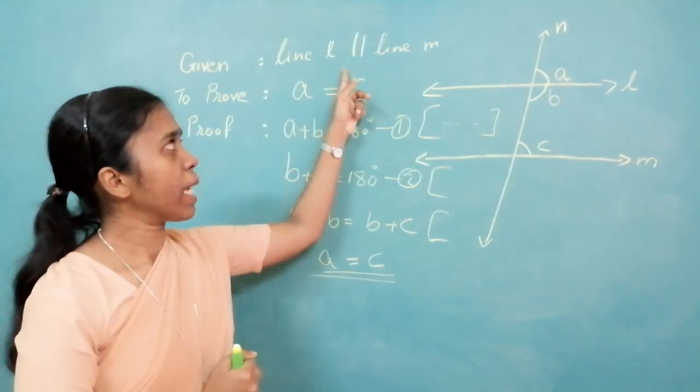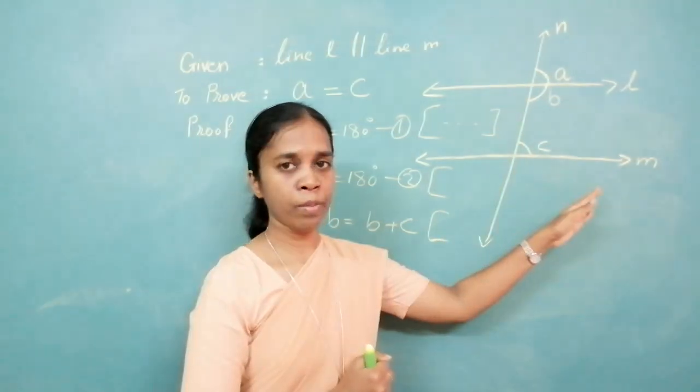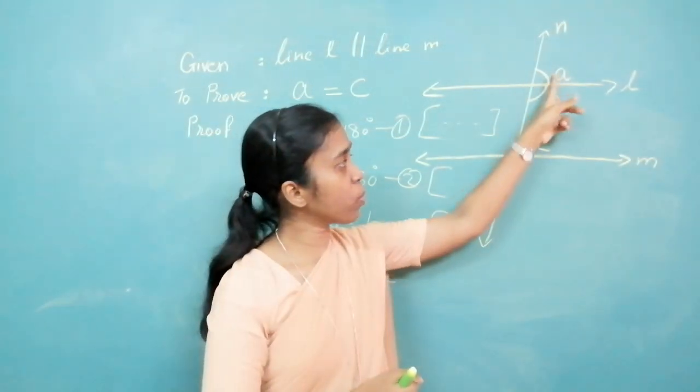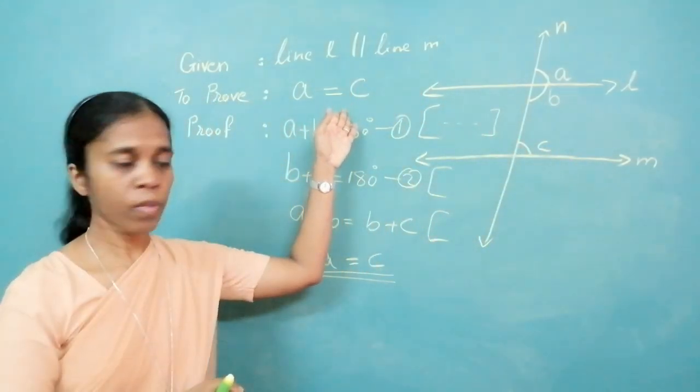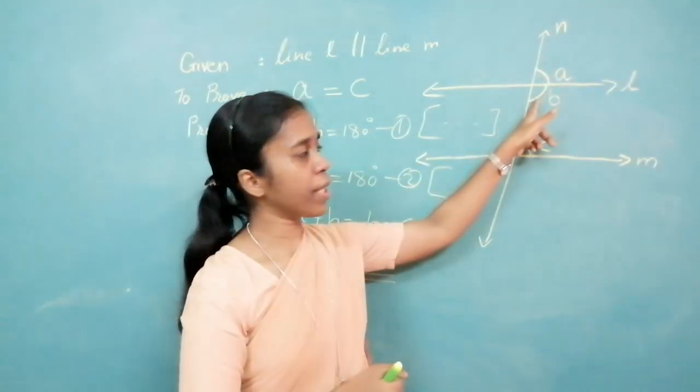What is given to us? L and M are parallel lines. So you draw the diagram, mark the lines. What are you supposed to prove? Corresponding angles are congruent. A is equal to C. Now it is a proof. What is a proof? We know that this is a linear pair.